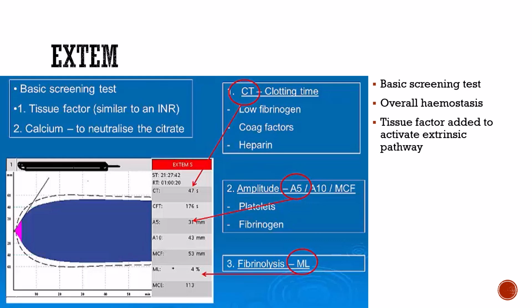So we mentioned the two that we're going to look at are EXTEM and FibTem. EXTEM is shown here. This is your basic screening test. They get some blood, they put some tissue factor into it to initiate that extrinsic pathway, and then they see what kind of clot forms. It is a nice basic screening test. And here's what a normal one looks like. You've got an appropriate length of clotting time, and in this one, it's 47 seconds. Your A5 is 30 millimeters. Again, a good, appropriate A5, good strong clot.